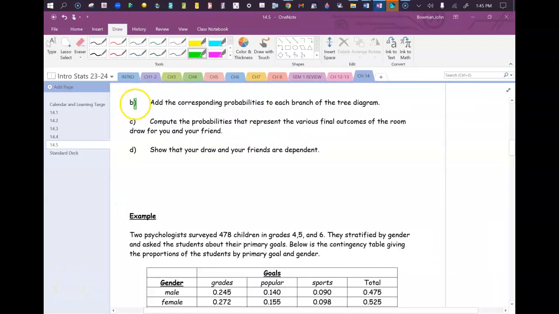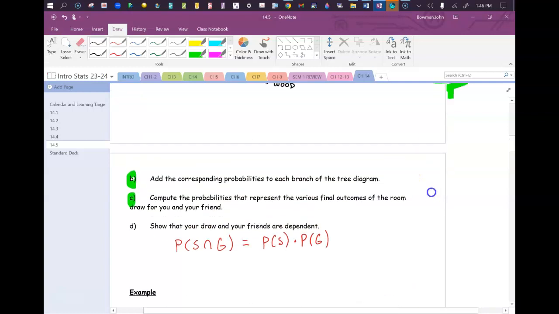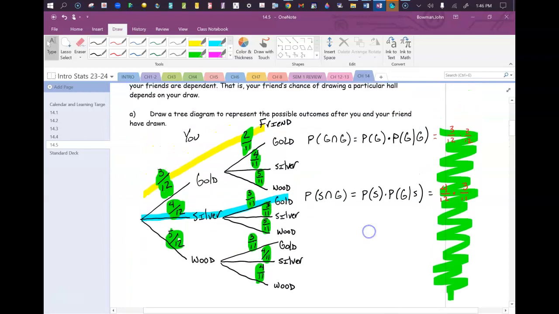So we've already effectively done B and C up here, so we're going to skip to D. It says show that your draw and your friend's are dependent. So let's pick 2 outcomes. The probability of silver for you and gold for your friend. If that is equal to the probability of silver times the probability of gold, then they're independent. So how are we going to find the probability of silver and gold? We're going to go back. Probability of silver and gold, well, that's our blue line there.